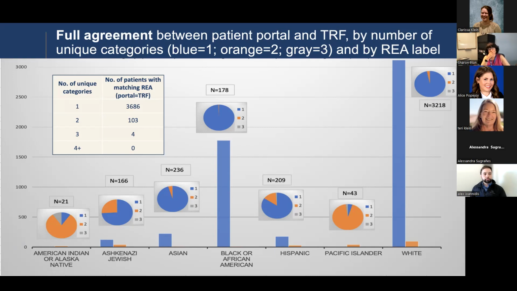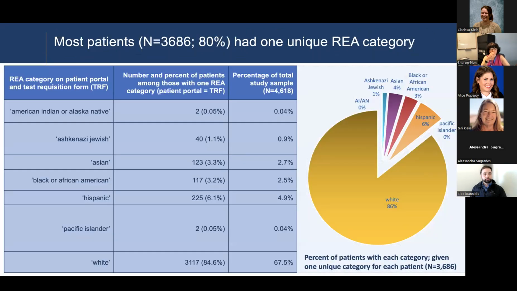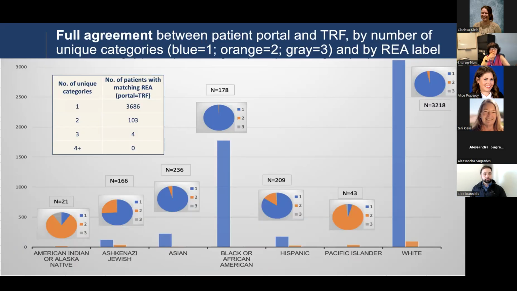You're right, and well, it shows you what proportion say Black or African American, given that they have one category, and given that they have two and three. But you're right. The problem here is that if you're identifying somebody by just one of the categories that is used to describe them on either the TRF or the patient portal or both, you're sort of slicing up a person's identity and just looking at that component of the identity.